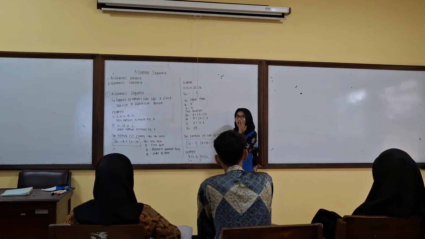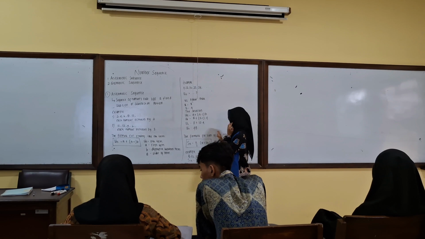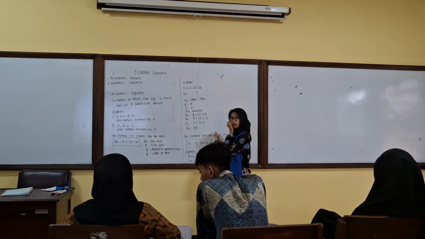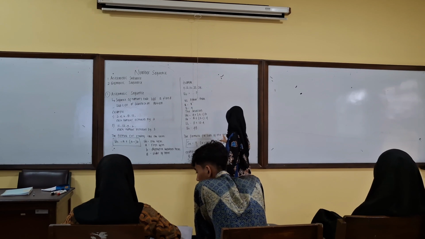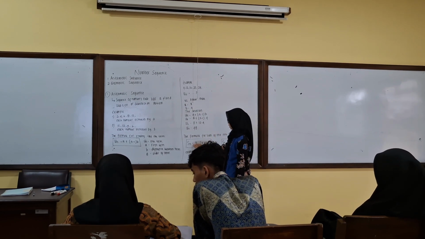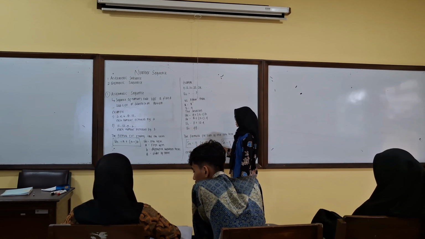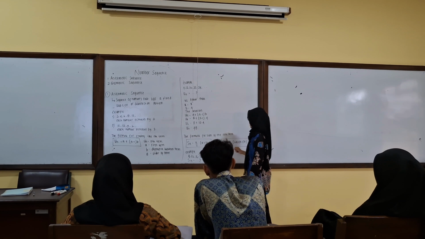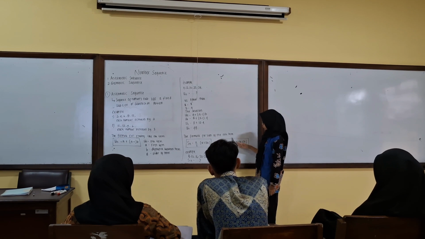Okay, next, how do we find the sum of the first n terms of an arithmetic sequence? To find the sum of the first n terms of an arithmetic sequence, the formula is Sn equals n divided by 2 times a plus Un, or Sn equals n divided by 2 times 2a plus n minus 1 times b.